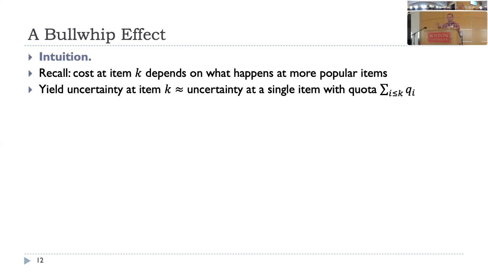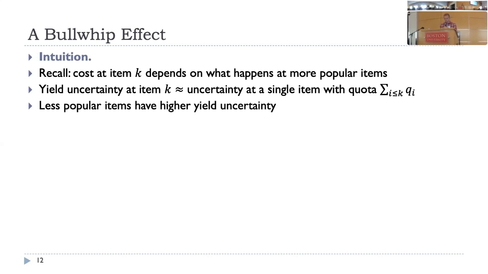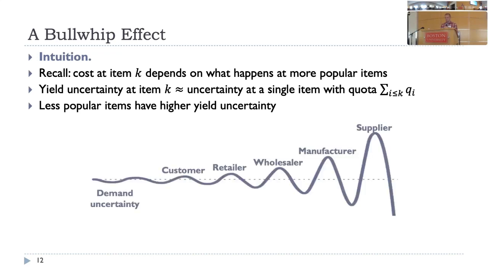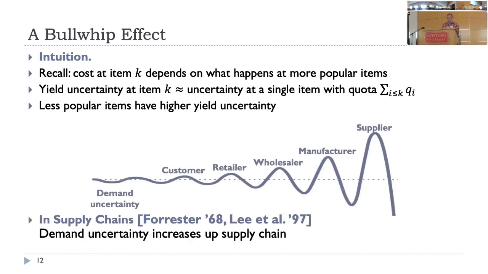So if you just remove the whole system notion and you have the first K schools being in their own universe, to figure out what the uncertainty would be at school K in this system that we formed, you would sum up the uncertainties for what would happen if they were all isolated in their own cities. So what that tells you is that less popular items have higher yield uncertainty. So there's this effect where the uncertainty builds up as you go further down the ranking of the schools.